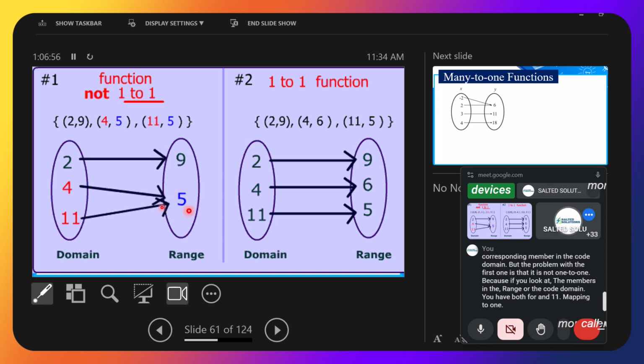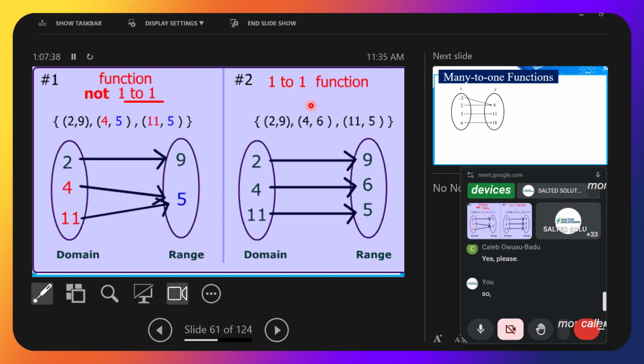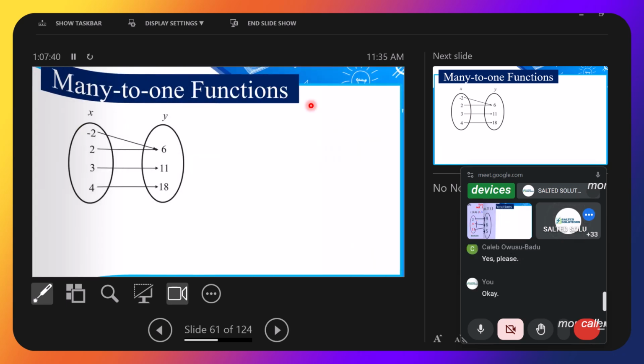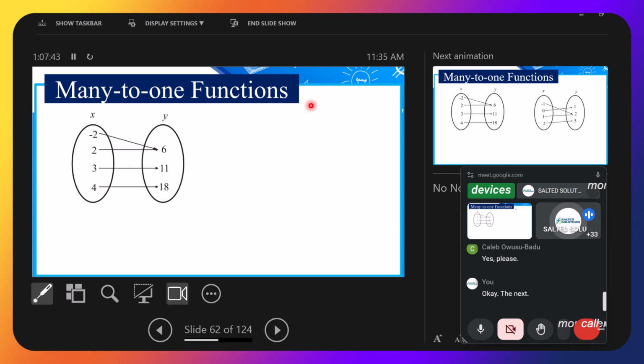So in this case, this is not one-to-one, as opposed to the second example, where 4 is mapping to 6 and 11 is mapping to 5. So you can see here that only 11 is mapping to 5 and only 4 is mapping to 6. So this one becomes a typical example of a one-to-one function. I hope we understand. Okay, and can I move on, especially for those who are writing? Yes, please. The next type of function we can talk about is the many-to-one function.